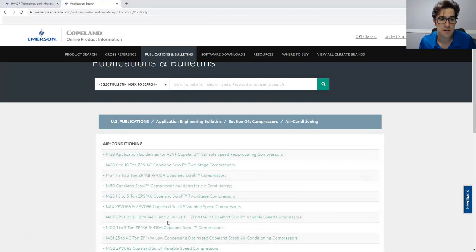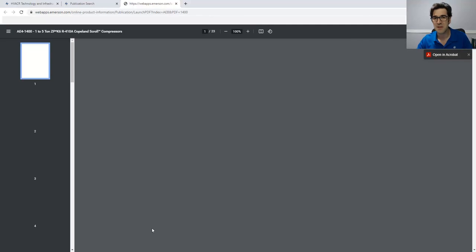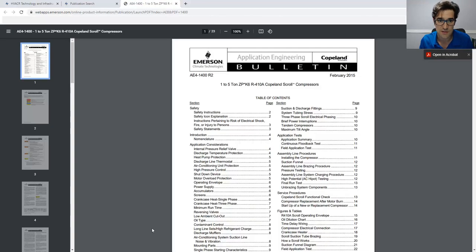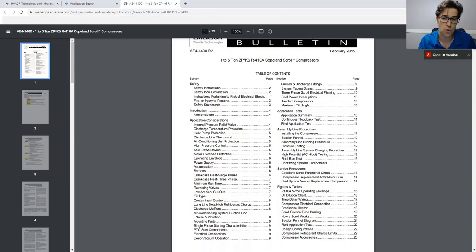One I'm gonna talk about tonight is right here, the 1 to 5 ton ZP compressor. There are millions and millions and millions of these out in the field, so you'll see a lot of them. And as you can see, this is a 23 page manual on this specific compressor. So there's, like I said, millions of these out there. And a lot of technicians don't even know that these exist.